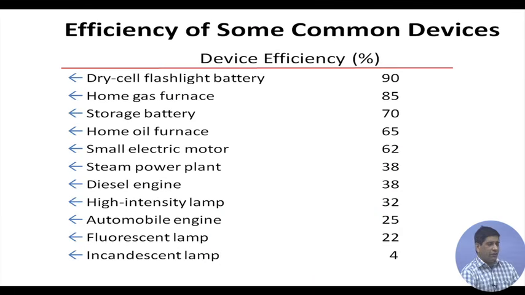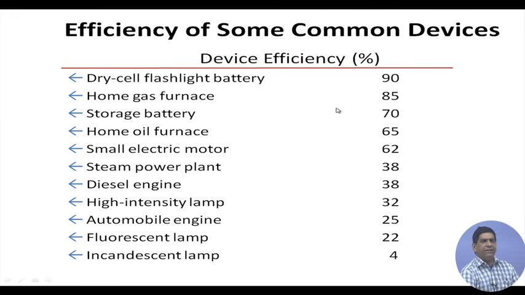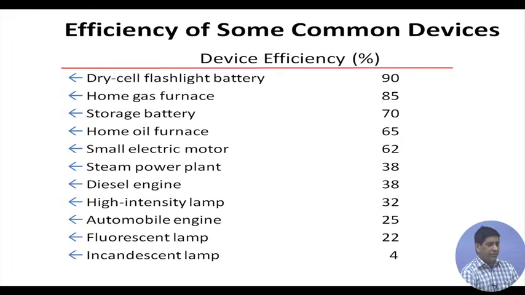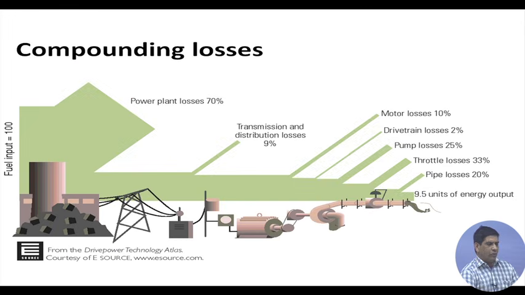And these are some of the other device efficiencies. If you look at the dry cell battery, 90%, home gas furnace 85%, storage batteries, a home gas furnace is better than an oil furnace. Then you have a small electrical motor, and you looked at the incandescent lamp. So as you can see, for the different devices, the efficiency goes down to a lower efficiency as we make progress. And then it gets compounded.